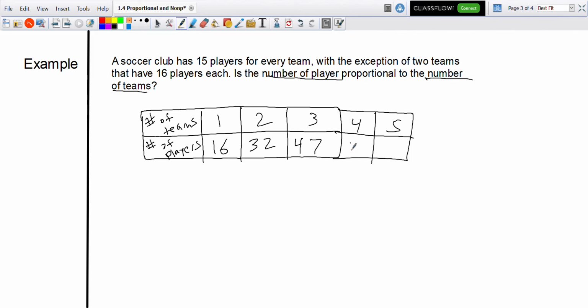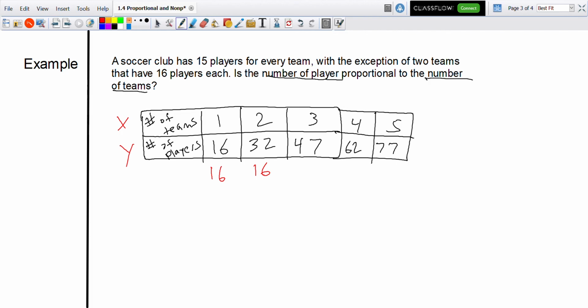Add 15 more. We'll be at 62 people. If I add 15 more players to this, I'll be at 77. So is the number of players going to be proportional to the number of teams that there are? Let's take our y's and divide them by our x's. 16 divided by 1 is 16. 32 divided by 2 is also 16.